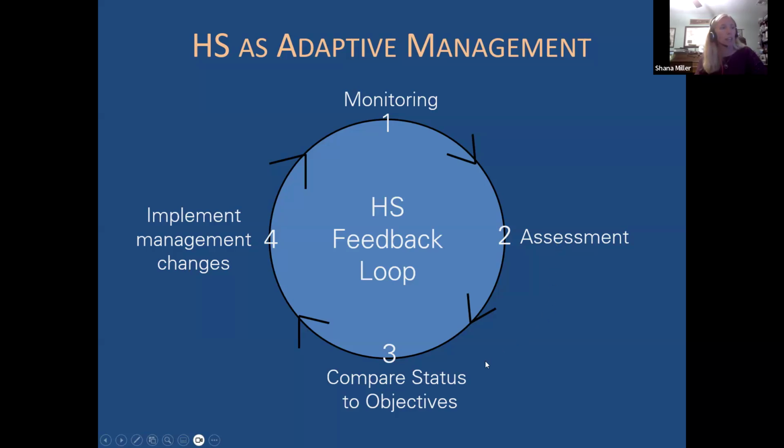You will then compare your stock status that you have assessed to your objectives. And then based on where you are relative to your objectives, you might implement a management change, or perhaps you'll keep your management the same. And so this feedback loop goes around and around each management cycle, whether it's 1 year, 2 years, 3 years, and you go through this adaptive management feedback loop.